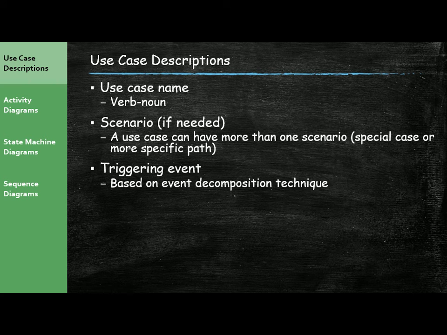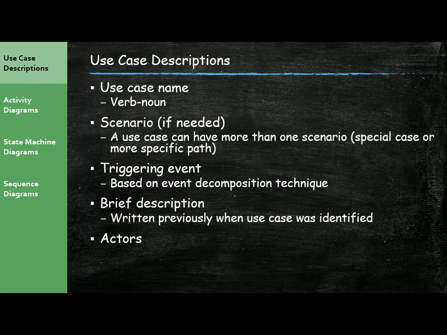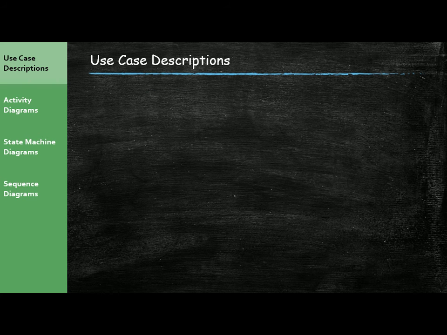And again, that's going to be based on our event decomposition technique, which we talked about in Unit 2. So there was the user goal technique and the event decomposition technique. So the triggering event we would have identified in that decomposition technique. A brief description, which we already talked about again in Unit 2. The actors, which are the things or the people or the systems that would interact with our system. Anything external to our system that would kick off this functional requirement or this use case.